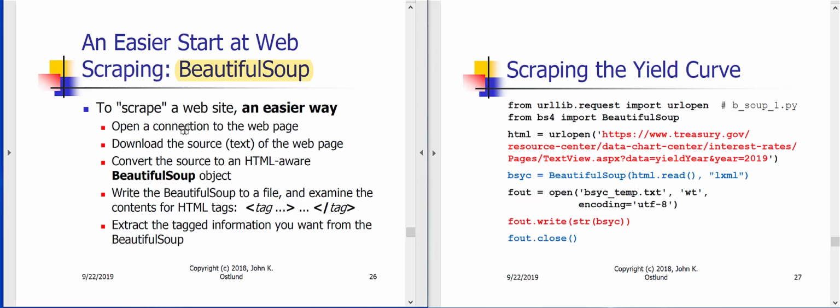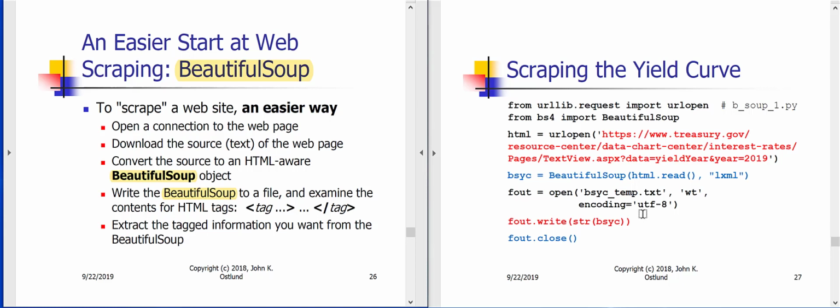What we do is open a connection to the web page as before, download the web page, but this time build from that a so-called Beautiful Soup object which has the HTML structure of the web page in a nice hierarchical format. We can then convert that Beautiful Soup object into a string, which we can write in a file, and then look at the file to see what interesting HTML tags it has that we can continue using Beautiful Soup to pull out.